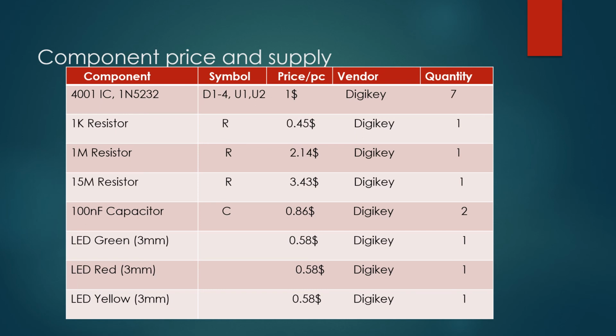As for the components mentioned, there are a 4001 and a 1N5232 diode, about $1 from DigiKey, and the quantity of them is 7. And there are resistors ranging from 1K to 15 megaohms, about $2 to $3, and about 3 LEDs at 0.5 dollars, which are from DigiKey as well.